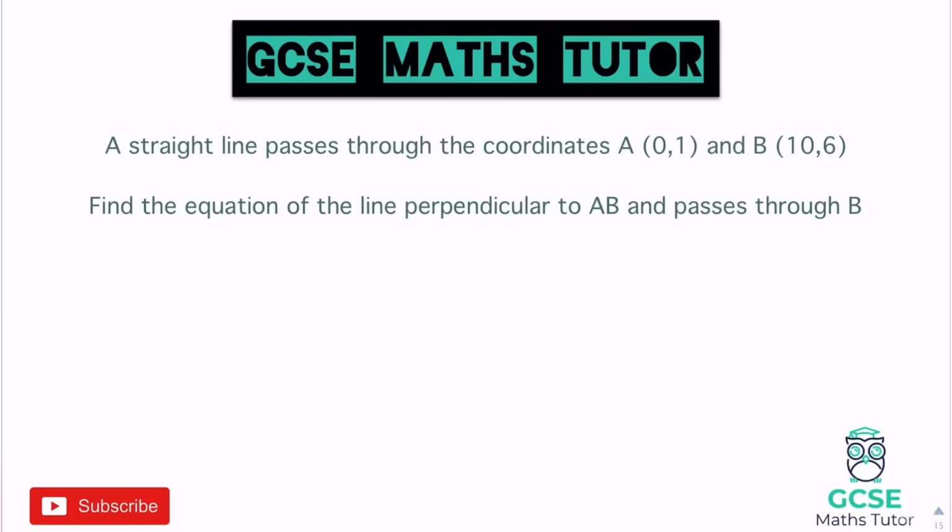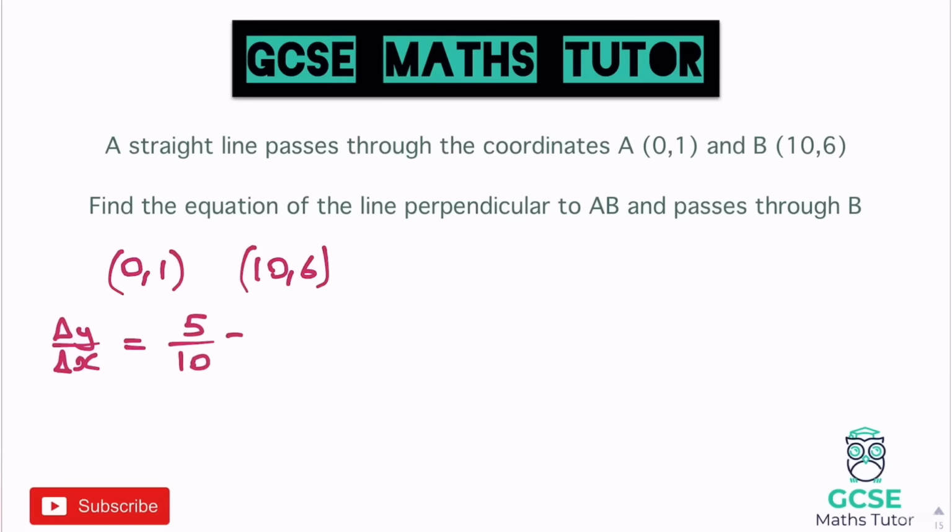So in order to find a perpendicular line, we need to find what the gradient is first. So if I have a look at A and B, we've got 0, 1 and 10, 6. So to find the gradient, we can do the change in y over the change in x, which you might also refer to as rise over run. So the change in y goes from 1 to 6. So the change in y there is 5, from 1 to 6. The change in x is from 0 to 10. So from 0 to 10, that's 10.